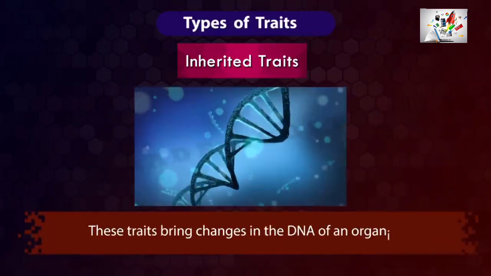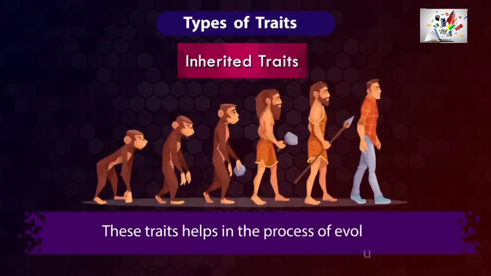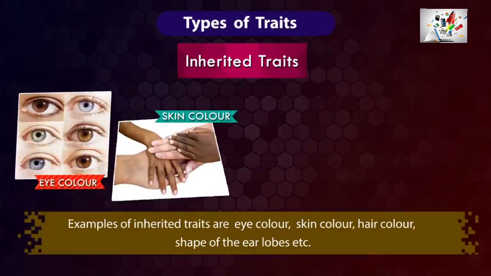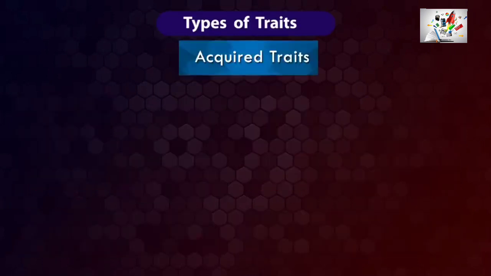These traits bring changes in the DNA of an organism. These traits help in the process of evolution. Examples of inherited traits are eye color, skin color, hair color, shape of the earlobe, etc.